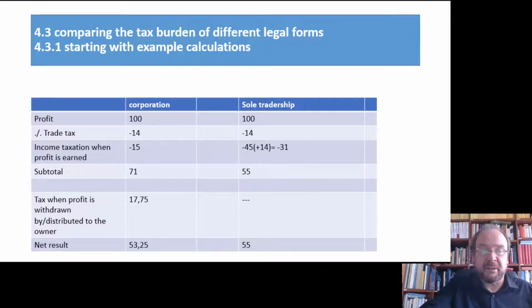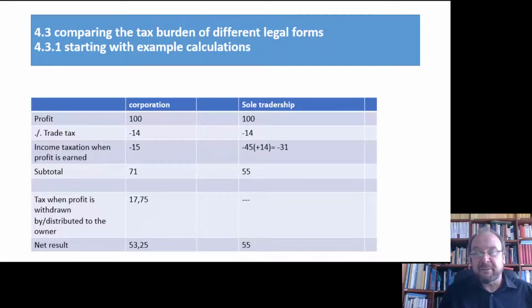Let's think about this here. If you have a corporation and the profit is 100, then the trade tax shall be, let's assume, 400%, that is 14 points. Income tax when the profit is earned: no taxation of the income. So corporation tax would be 15. We just do as if solidarity surcharge had already been completely removed, and a church tax will not exist for a GmbH. So we end up here with a net result of 71.